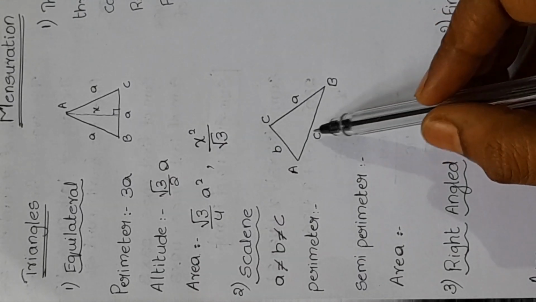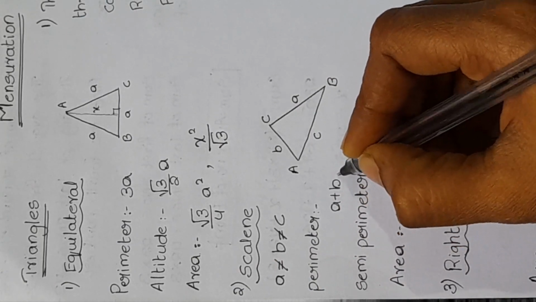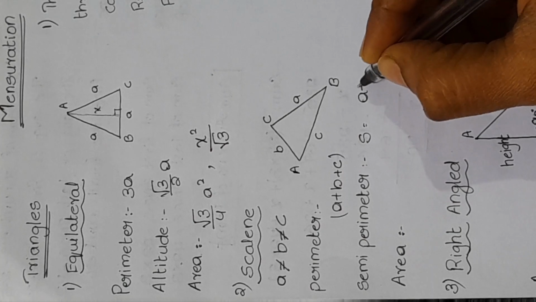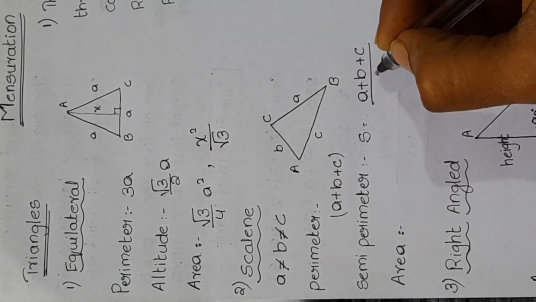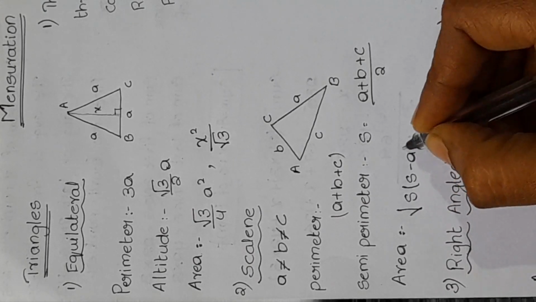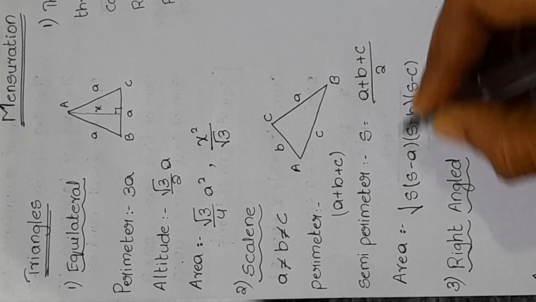If the triangle is scalene, with sides of different lengths, the perimeter is A plus B plus C. Semi-perimeter S is equal to A plus B plus C by 2. Area is root of S into S minus A into S minus B into S minus C.